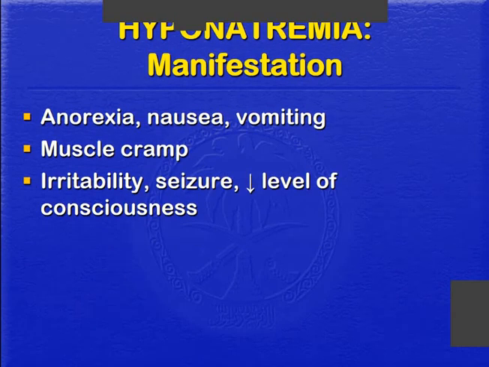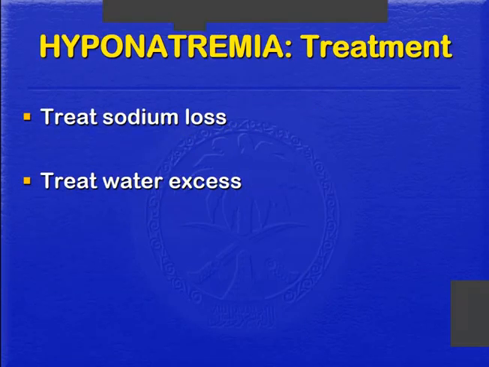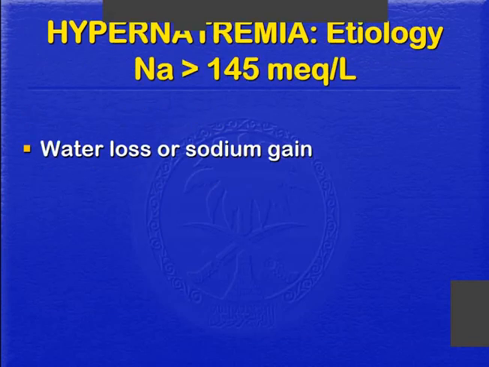And what are the manifestations? It could be anorexia, nausea, vomiting, all non-specific symptoms. If it is severe enough, it might cause irritability, seizure, decreased level of consciousness. So when we are dealing with somebody who has decreased level of consciousness, electrolyte imbalance could be one of the differential diagnoses. He could have other reasons like trauma or bleed, but we should always make sure we measure electrolytes. How do we treat? Treat the sodium loss and treat the water excess. If somebody is losing a lot of sodium, somebody is vomiting, probably you need to resuscitate him with fluid management and try to stop his vomiting, or treat the water excess.